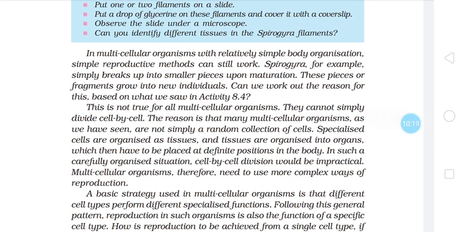In multicellular organisms with relatively simple body organization, a simple reproductive method can still work. Spirogyra, for example, simply breaks up into smaller pieces upon maturation. These pieces or fragments grow into new individuals. Can we work out the reason for this based on what we saw in activity 8.4?